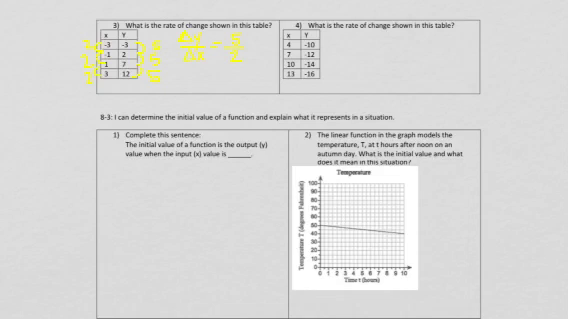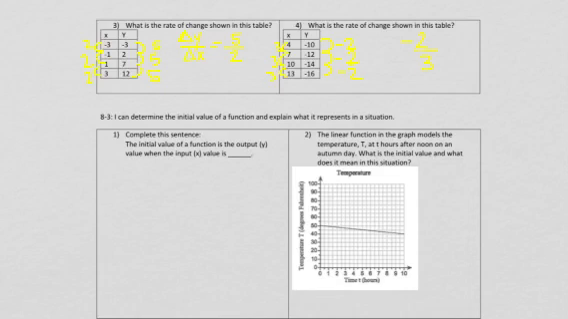For number 4, we have these going down 2 each time. And the x's go up 3 each time. So my change in y's over change in x's is negative 2 over 3. And that is the answer to number 4 there.